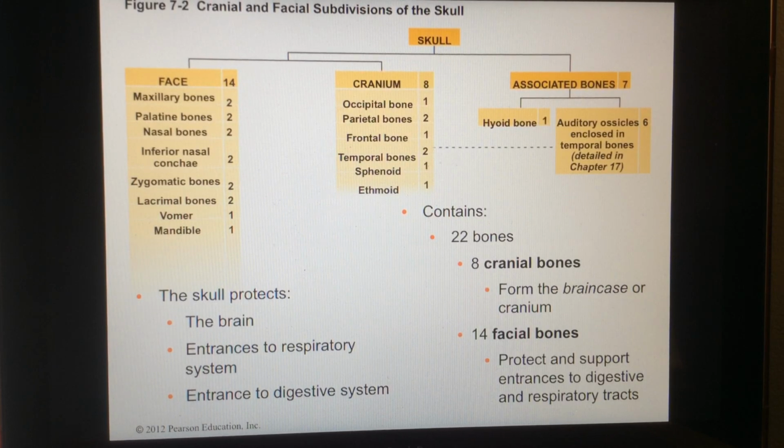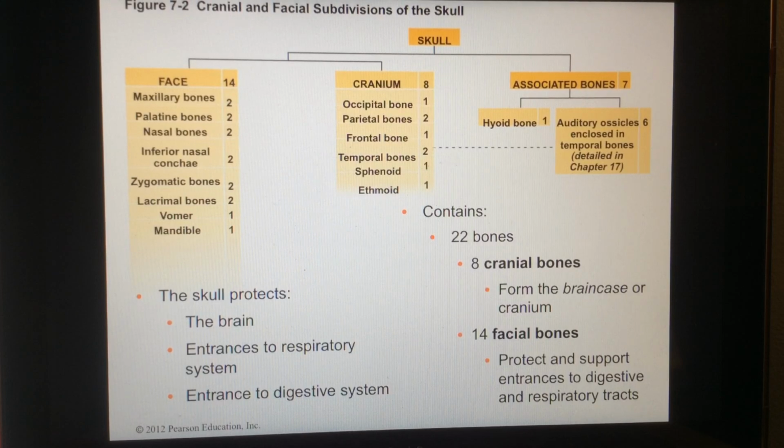The 8 cranial bones are going to form the brain case or the cranium, and I consider it the house. It's the chamber that supports the brain. If you remember, I kind of like to compare the cell to a city. If I could compare the skull to something, I would compare it to a building. It's a house. It's the front porch, which is the 14 facial bones, and that protects and supports those entrances to the respiratory and digestive tracts.